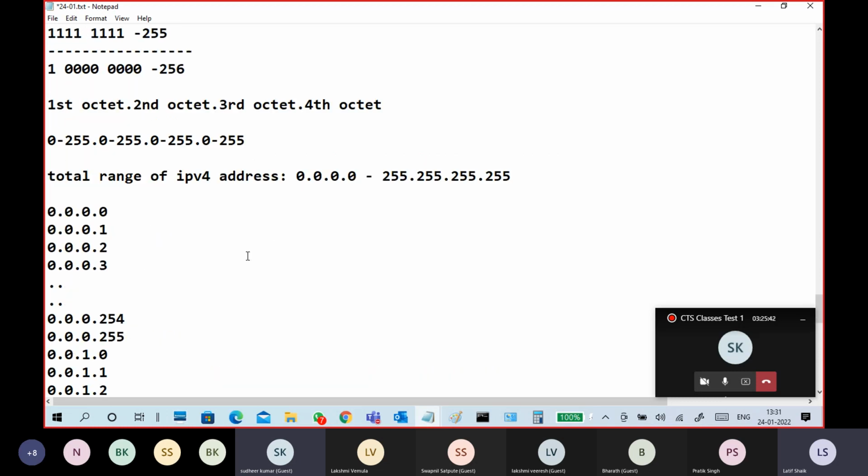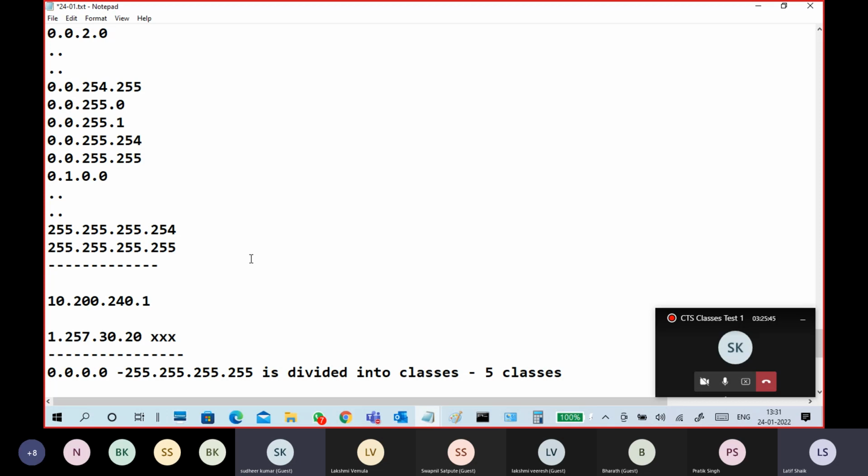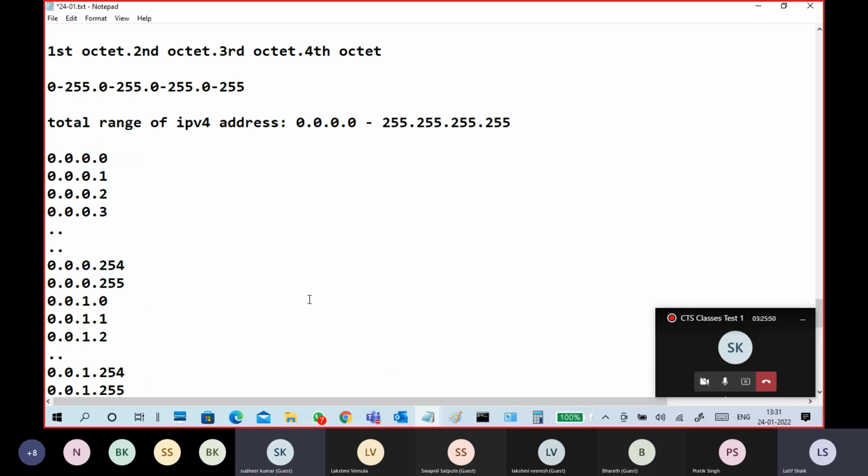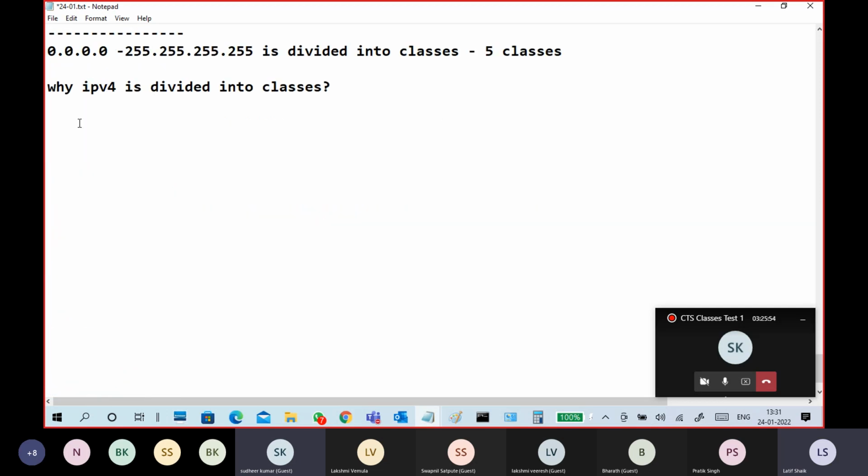The total size of these IP addresses is only 4.3 billion. If 4 billion hosts, 4 billion devices are there, no problem. We can assign IP addresses one by one, single shot. But it is not like that. We have different networks.